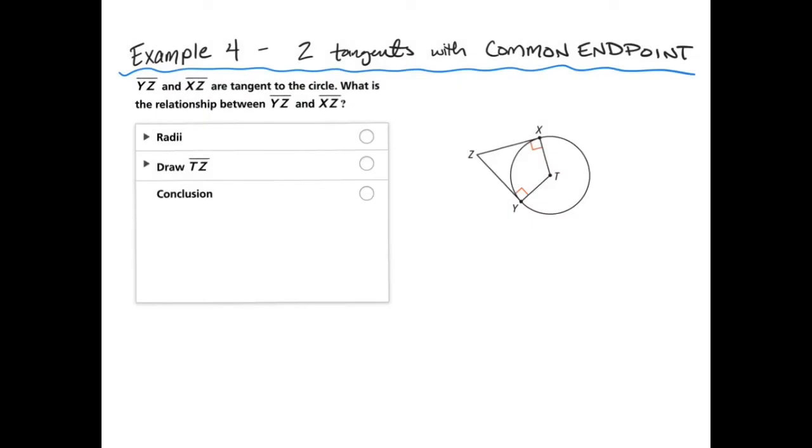Hey guys, in this example, we're going to prove a little fact about tangent lines when they intersect at a common endpoint here. So it says that YZ and XZ are tangents to circle T, and we want to find the relationship between them. Well, we're going to prove it by first talking about the radii. What would you say about the radius TX compared to the radius TY? Well, since they're both a radius, I would say they're both congruent to each other.